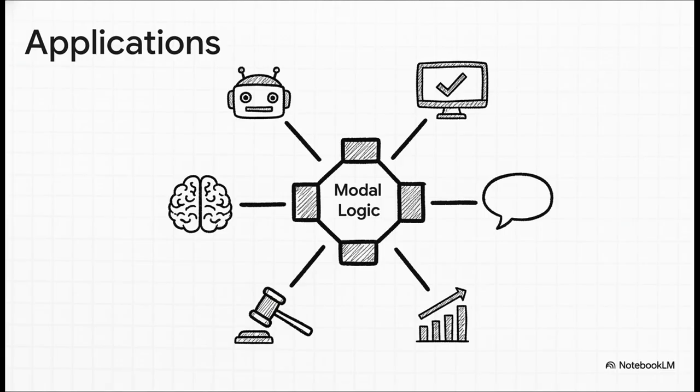In artificial intelligence, modal logic helps a robot reason about what it knows for sure versus what it only thinks is possible. In computer science, it's used to formally prove that a program, say in a pacemaker or an airplane's flight controls, can never enter a dangerous state. It's also a foundational tool in modern philosophy, linguistics, legal theory, and even game theory.